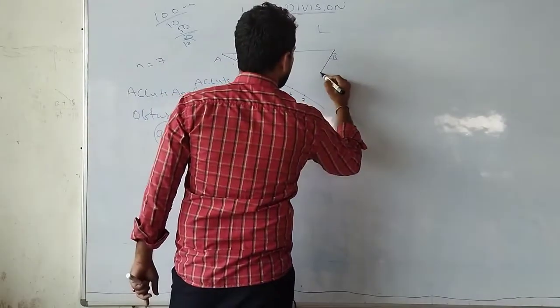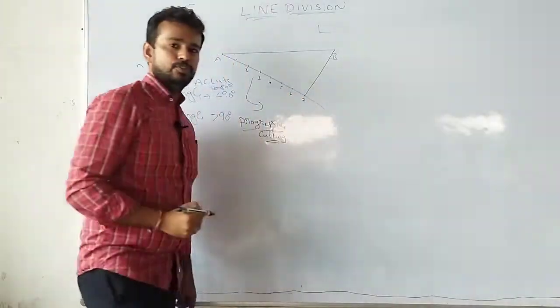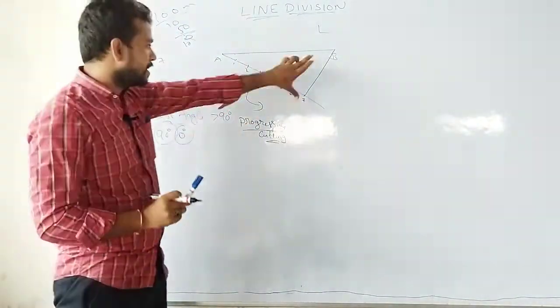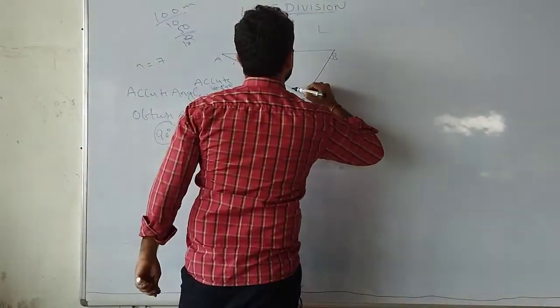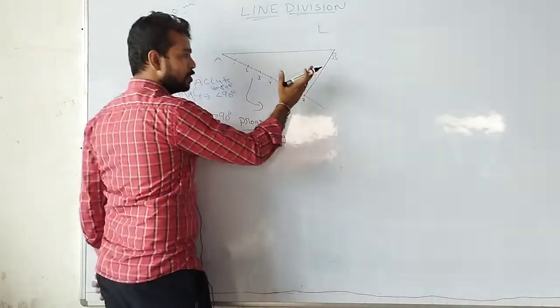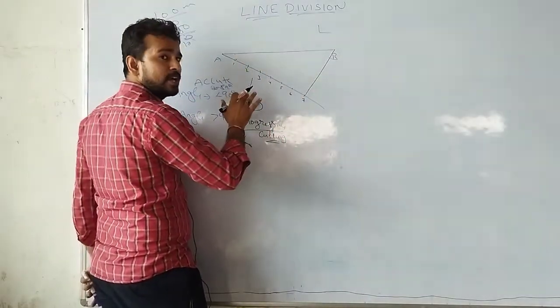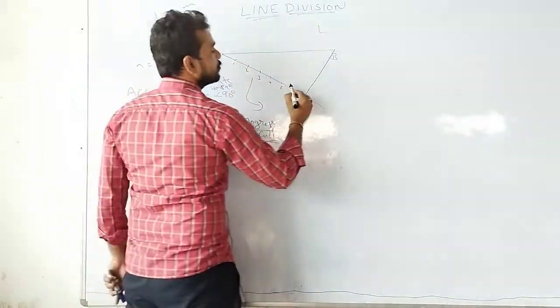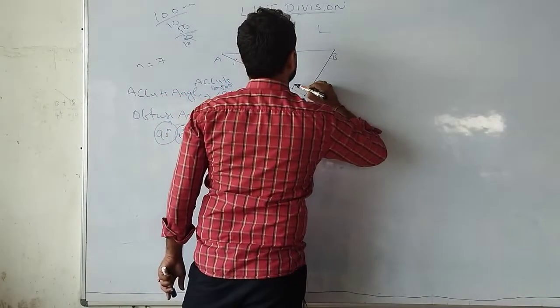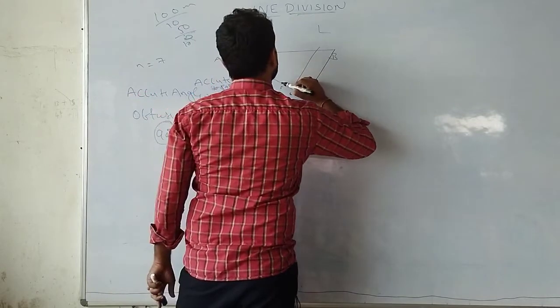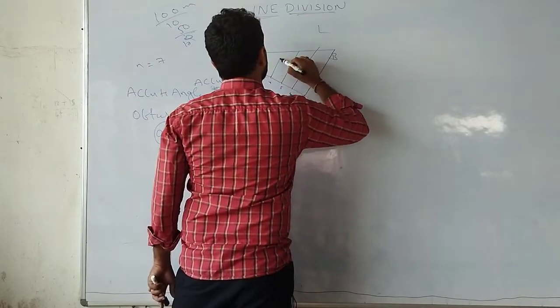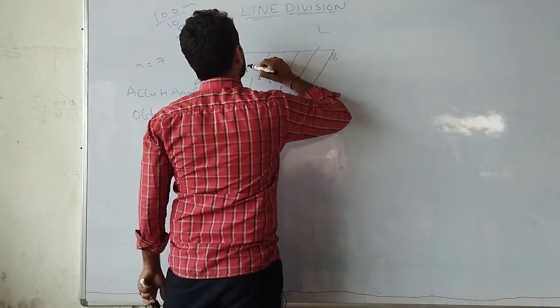Now join B and 7. Put your draft scale here and fix it. Then you will draw. If you drag your drawing scale to 6, then you will be able to draw a line from 6 which is parallel with 7. Next, 5, 4, 3, 2, 1.